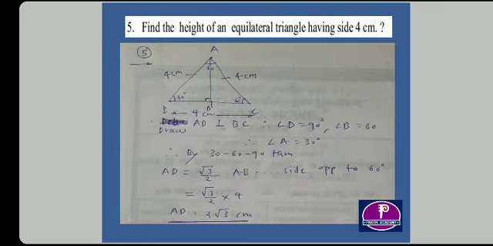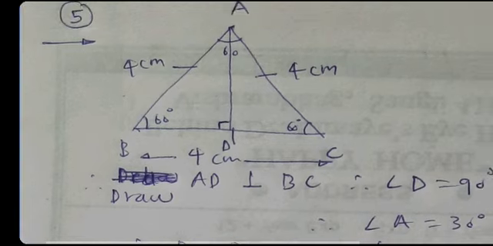Find the height of equilateral triangle having side 4 centimeter. So take a triangle ABC as equilateral triangle. Equilateral triangle means all sides equal and all angles are also equal, that is 60 degree.